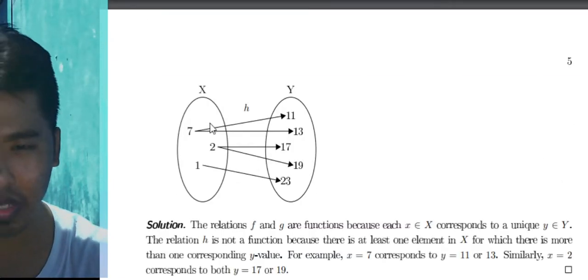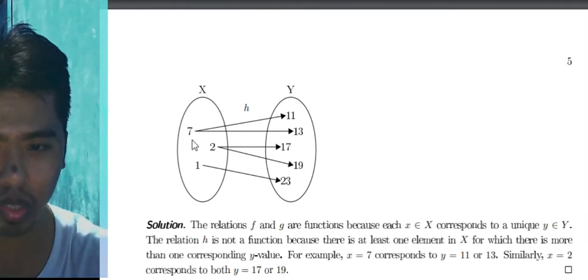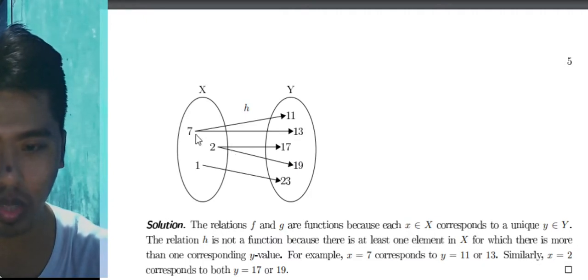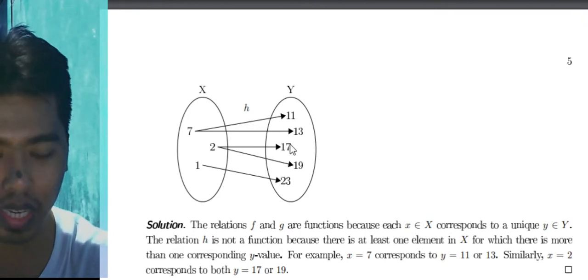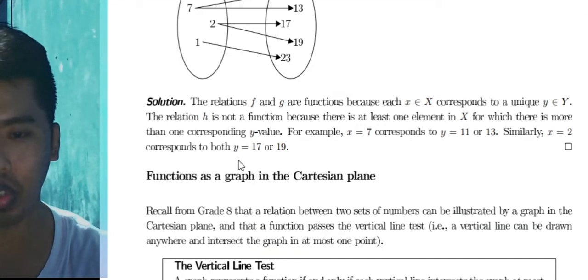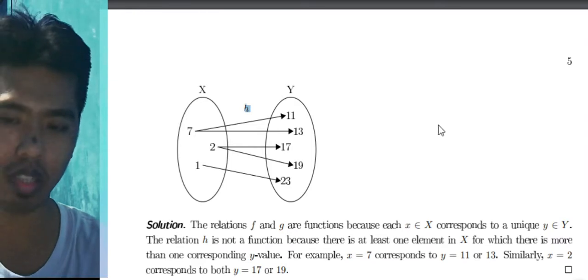Now, how about this? For X, or the domain, we have 7, 2, and 1. 7 is connected to 2 y's. 2 is connected to 2 y's. So, since our X values 7 and 2 are each connected to two outputs, this is not a function. Okay? So, this H here, this mapping or diagram, is not a function.